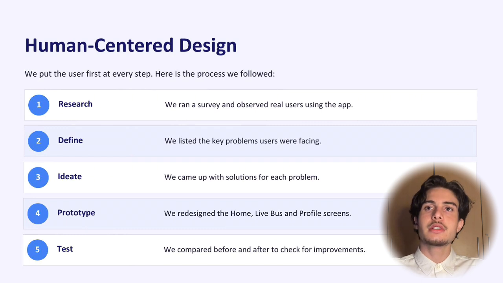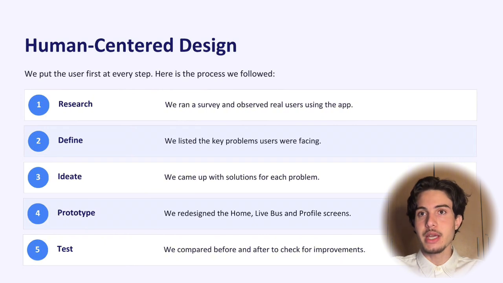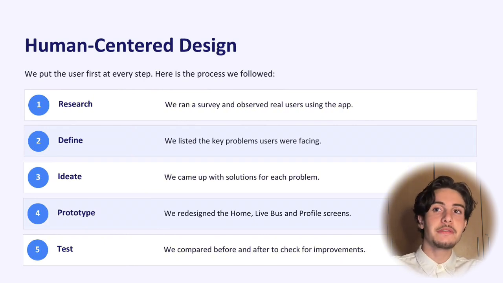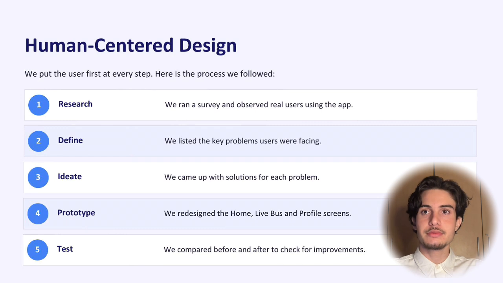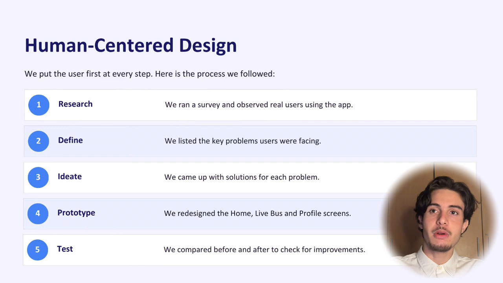So the first is human-centered design. We use human-centered design. That means we focus on the user first. First, we did research, we asked users and watched how they use the app. Next, we defined the real problem, the main problem. Then we created ideas to solve those problems. After that, we redesigned the main screen. Finally, we tested the app by comparing before and after.